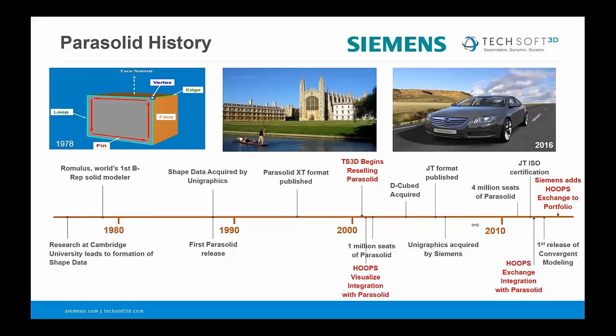Our Parasolid team is all based in Cambridge, England. The technology, of course, came out of Cambridge University, and we have a very, very large team there working on Parasolid as well as many of our other component technologies. We publish our data format, XT, which is available and documented. And Parasolid has grown to 4.5 million end-user application seats out there with applications built on Parasolid.